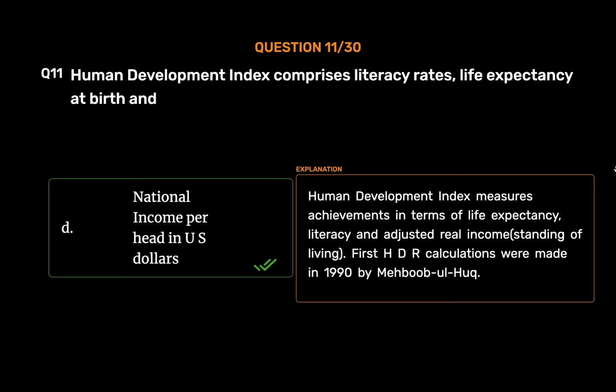Human Development Index measures achievements in terms of life expectancy, literacy and adjusted real income standard of living. First HDR calculations were made in 1990 by Mahbub ul Haq.